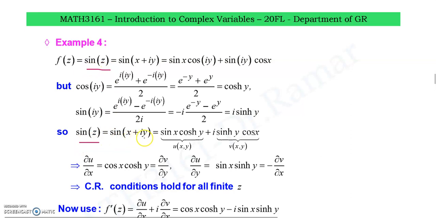Sin of x plus iy is equal to sin x cos hy plus i sin hy cos x. This is u, this is v, because this is the real part, this is the imaginary part.